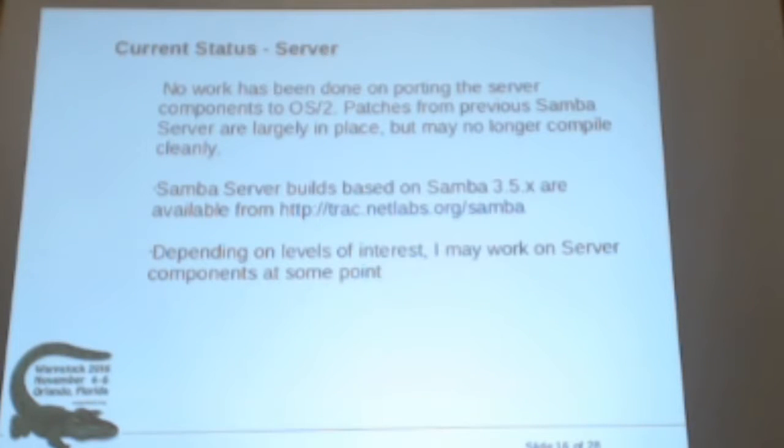Okay, current status, server. I mentioned before that on the server side of things, I haven't done any work on porting the server component of Samba 4 to OS2. Any patches that were in the source code previously from NetLabs, I've applied, but they may no longer compile cleanly. There are current Samba server builds for Samba 3.5 on the website that's posted in the presentation. Depending on the levels of interest, I may work on server components at some time, but my calendar is pretty full, so that's unlikely. I know Sylvan has mentioned previously that he will work on Samba at some point, but personally, I think there are more important things like QT5 to work on, but I'm a little biased there.